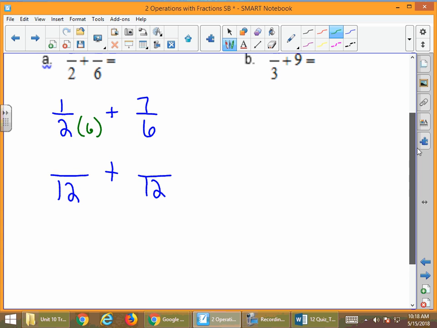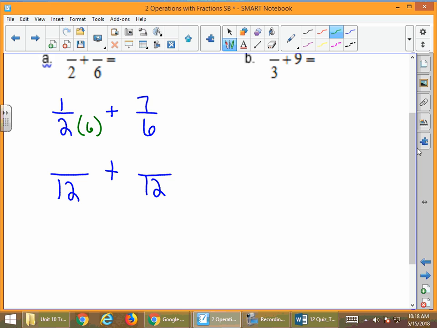And the thing is, if we multiply the bottom by 6, we need to multiply the top by 6. So this becomes 6 twelfths. Over here in our second fraction, what did we multiply 6 by to get 12? Well, we multiplied it by 2. If we multiply the bottom by 2, then we need to multiply the top by 2. And 7 times 2 is 14.